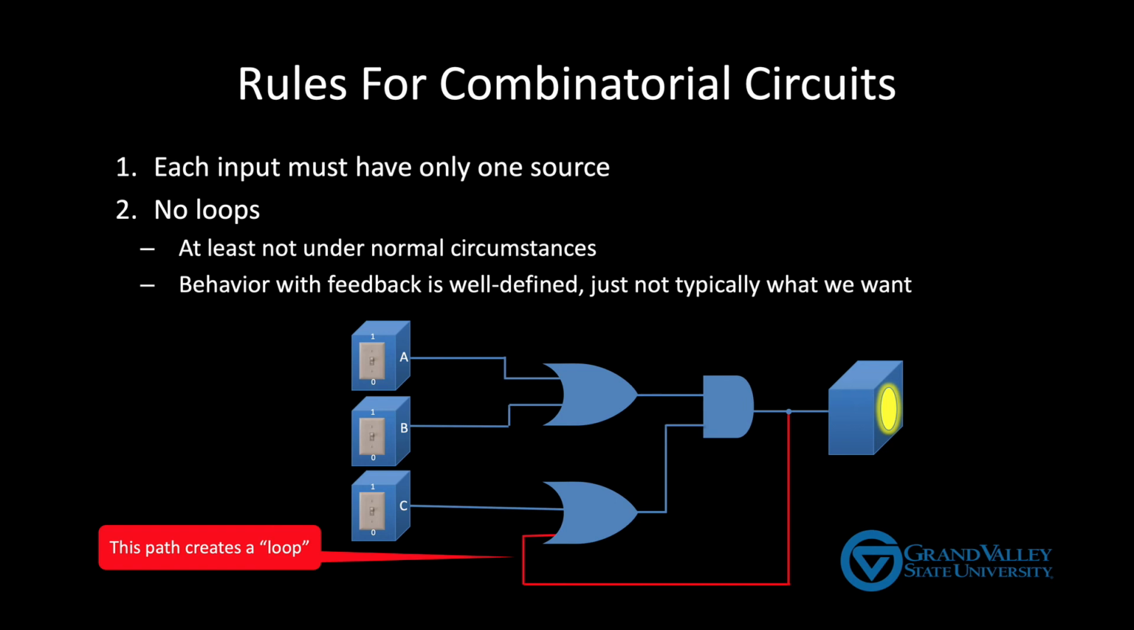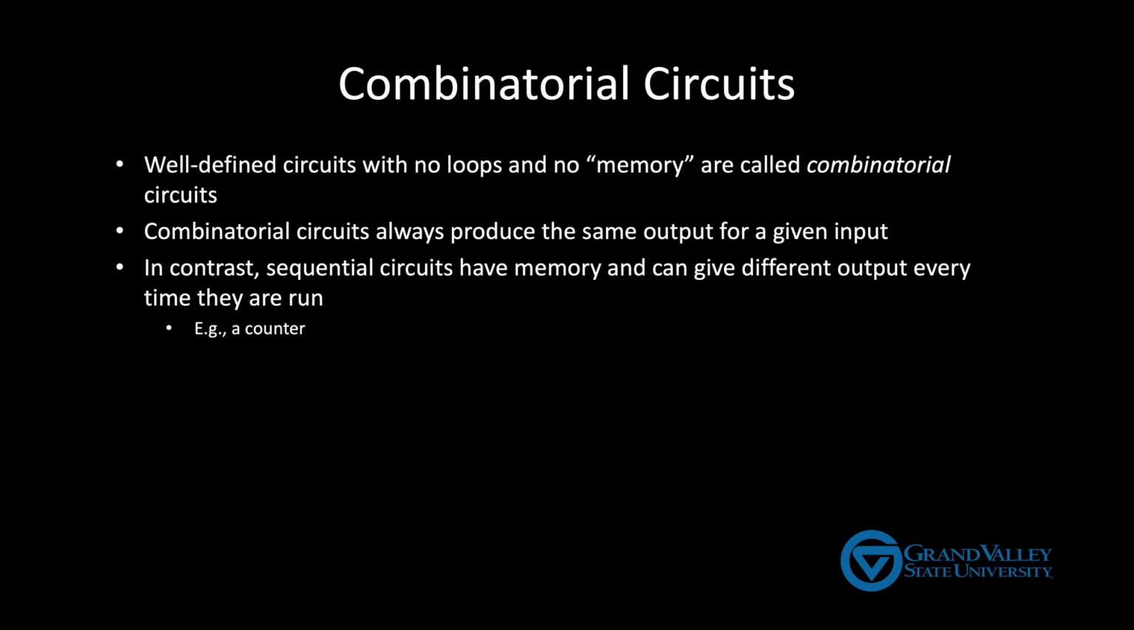Now notice I've been using some weasel words here like usually and typically and rarely, because there are a few cases where it does make sense to have feedback in a circuit, and we will look at those next week sometime. But for now, we're going to stick with these two rules: each pin can only be driven by one source, and we're not going to allow loops. If you follow those two rules, then you have what's called a combinatorial circuit. It's called that because the output is always a combination of the input.